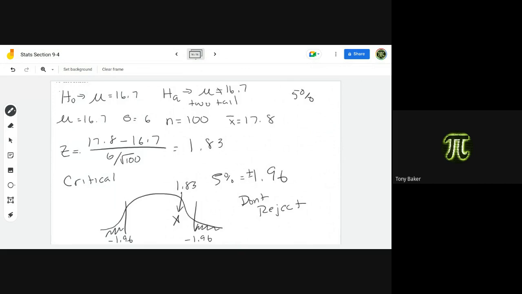So I would say that based on the statistical evidence, I would assume that it does not make that much of a difference.